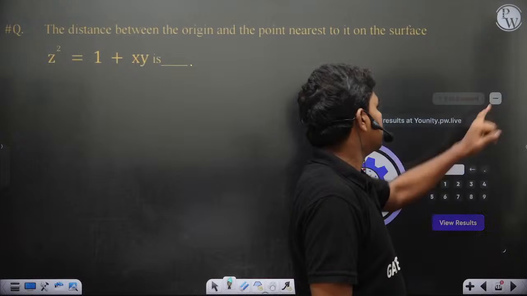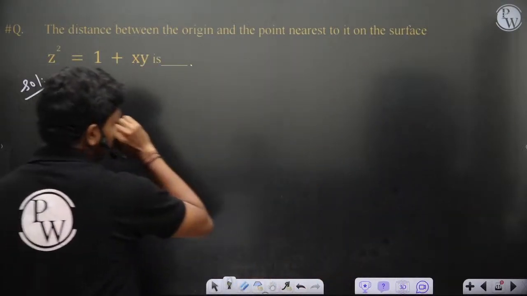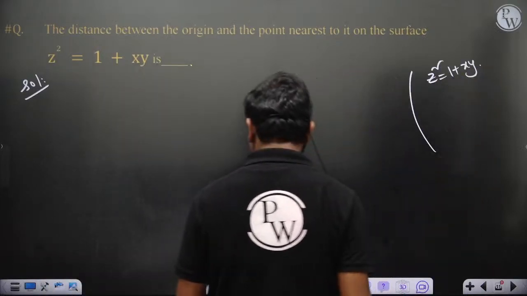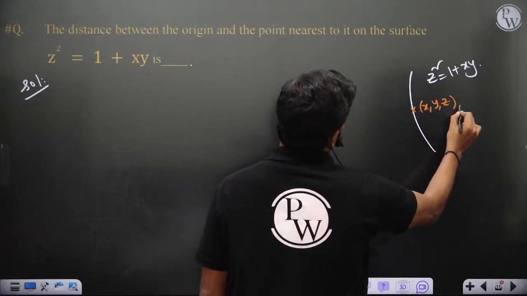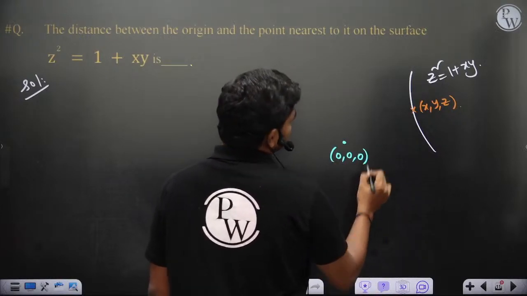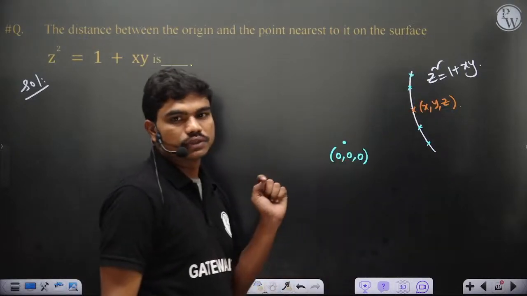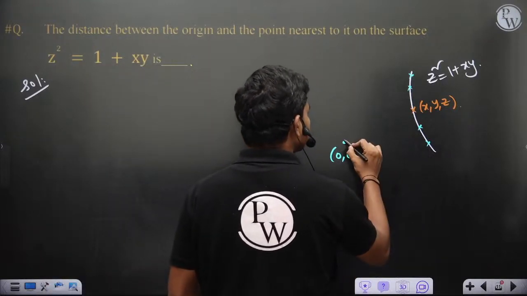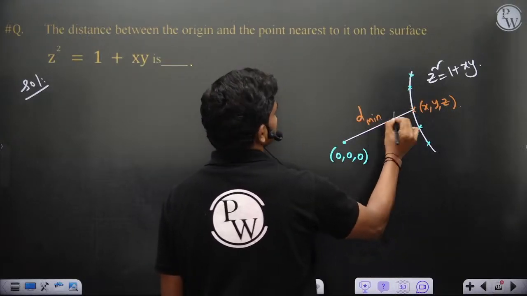Let's check it up. First of all, you have this surface, z square is equal to 1 plus xy. Now let's say you have a point here, x y z, and the origin is somewhere here. Obviously different points have different distances from this origin, but there is one point which is nearest. Let's say this distance is the minimum distance.